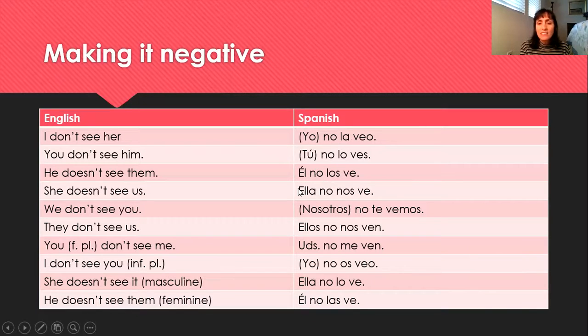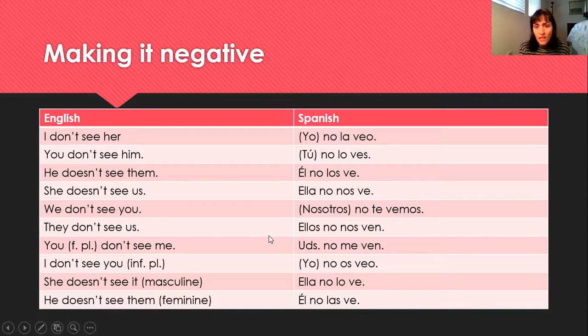She doesn't see us. Ella no nos ve. We don't see you. Nosotros no te vemos. Notice again, we've conjugated the verb for the subject. And because vemos always goes with nosotros, you can leave nosotros out and just say, no te vemos.